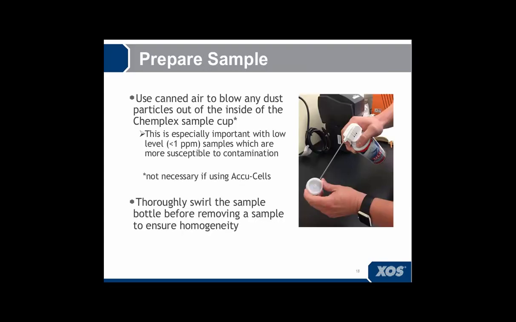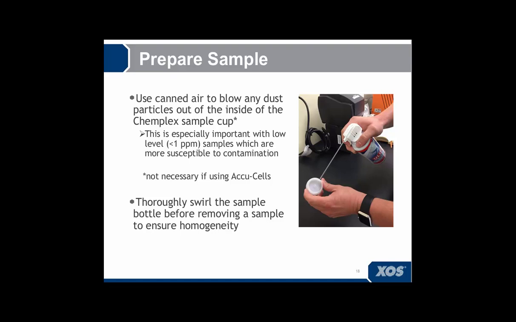Next, we'll talk about preparing the sample. Use canned air to blow any dust particles out of the inside of the Chemplex sample cup. You're going to find this is especially important with low-level concentrations, such as less than 1 ppm, because these samples are more susceptible to contamination. Of course, if you have a Gen 3 analyzer, you're using AccuCell, so this step will not be necessary.